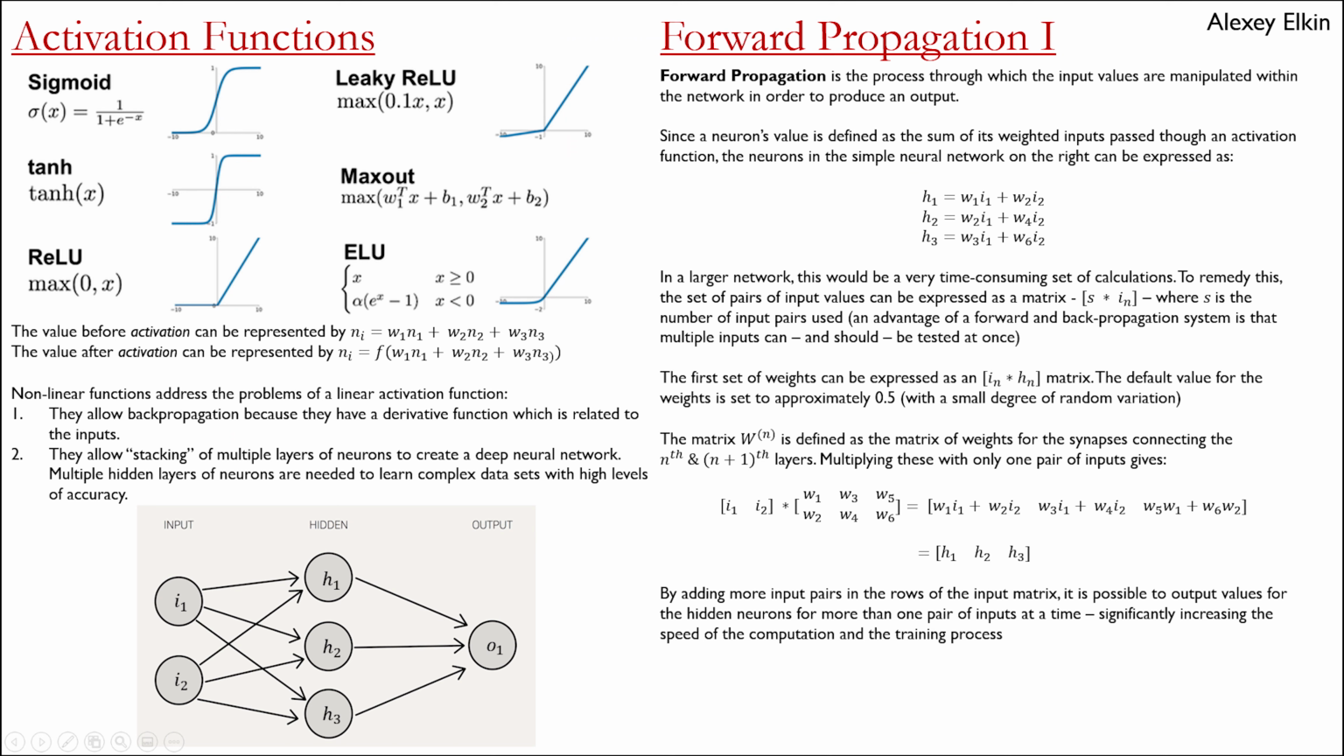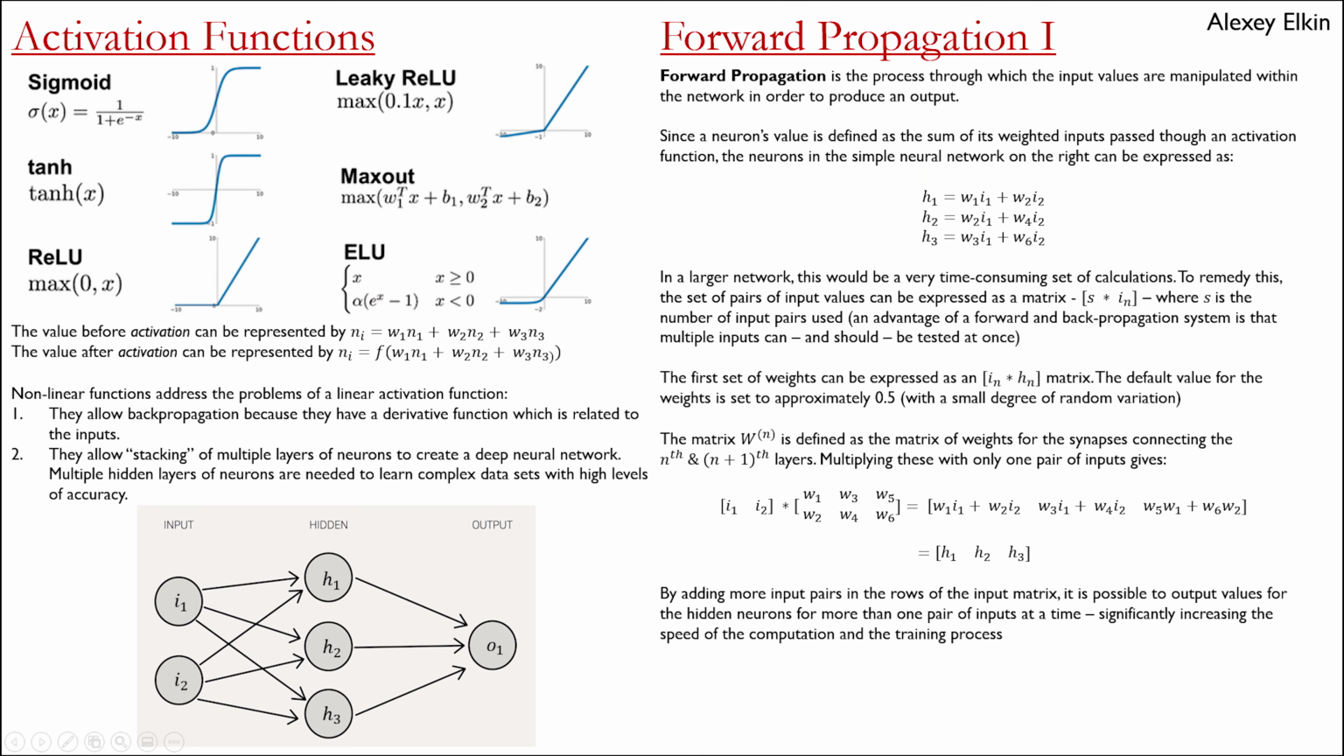To remedy this, the set of pairs of input values can be expressed as a matrix, where S is the number of input pairs used. The first set of weights can be expressed as this. The default value for the weights is set to approximately 0.5, with a small degree of random variation. The matrix Wn is defined as the matrix of weights for the synapses connecting the nth and n+1 layers. Multiplying these with only one pair of inputs gives this. By adding more input pairs in the rows of the input matrix, it is possible to output values for the hidden neurons for more than one pair of inputs at a time, significantly increasing the speed of the computation and the training process.